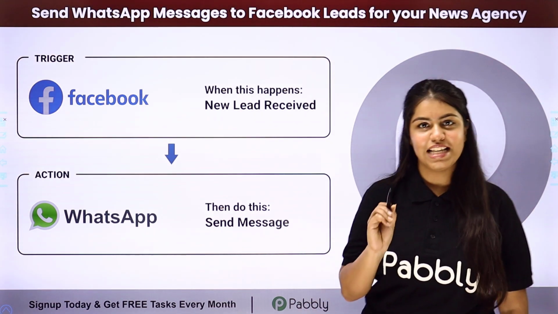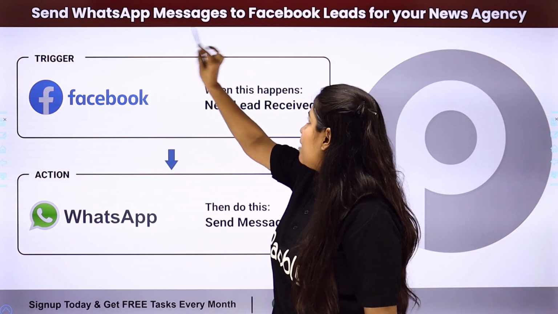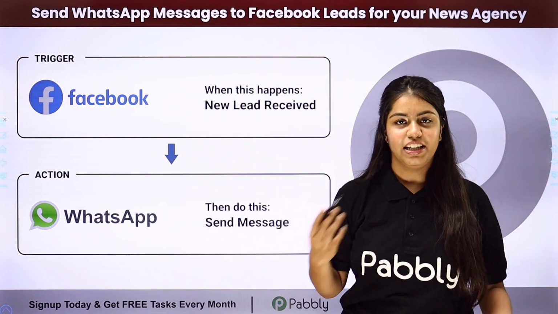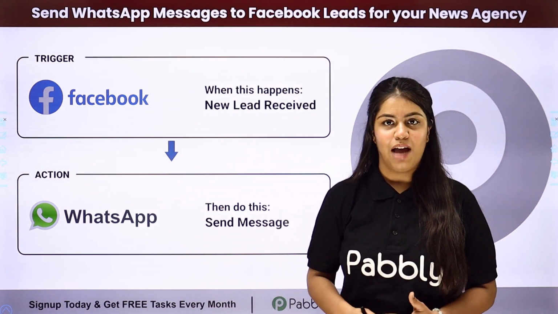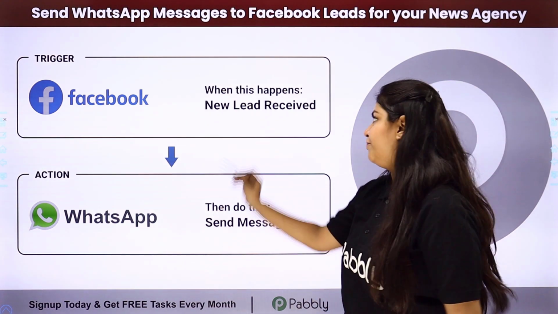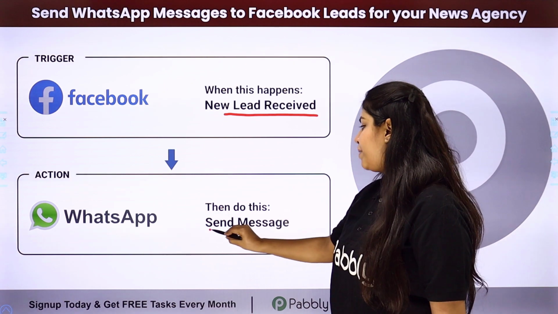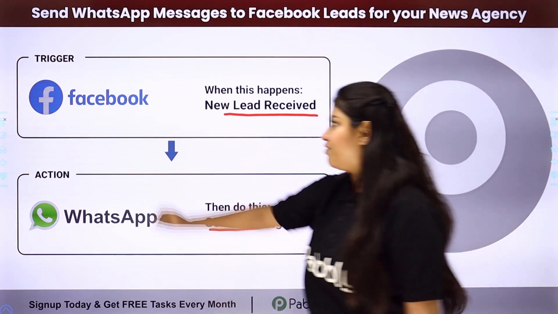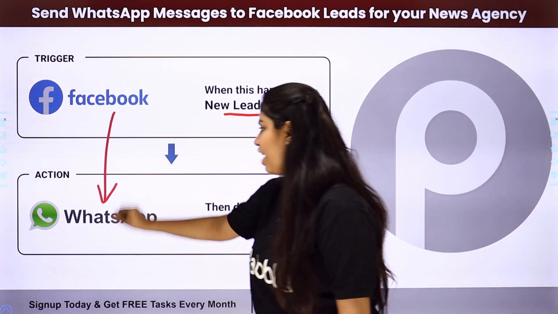The title of our today's video is How to Send WhatsApp Messages to Facebook Leads for Your News Agency. So I'm running a news agency, and to promote my agency I'm running lead ads, and I wish that whenever I receive a new lead, an automated WhatsApp message should be sent to all my leads. For this we have to create an integration between Facebook and WhatsApp.